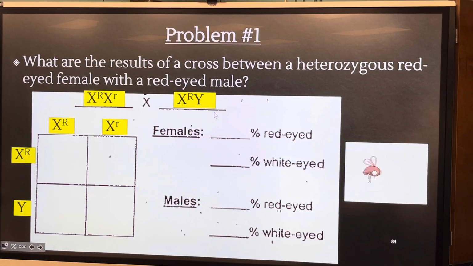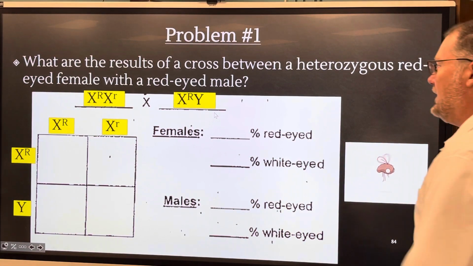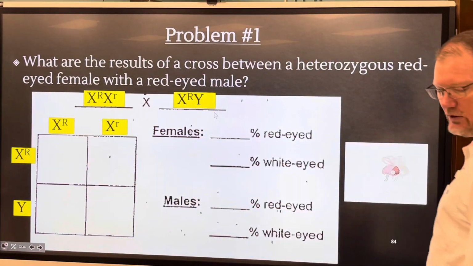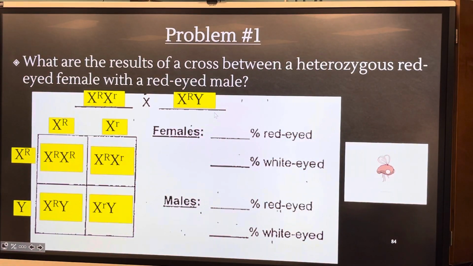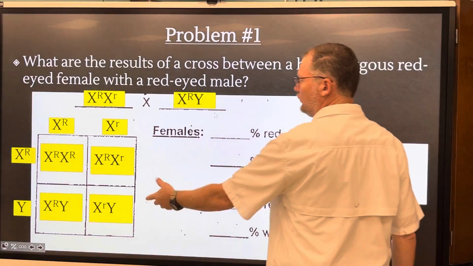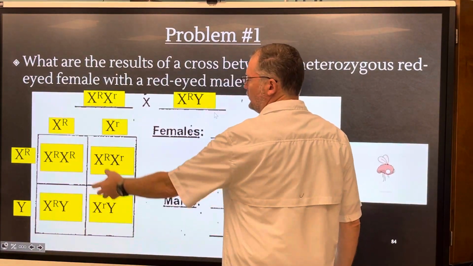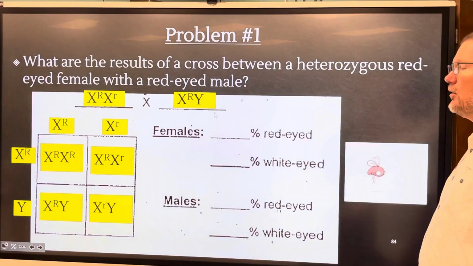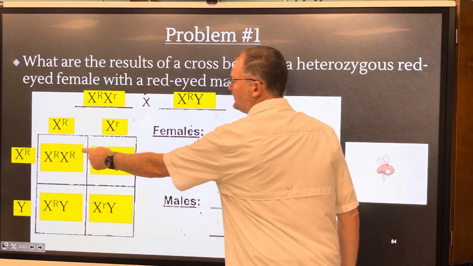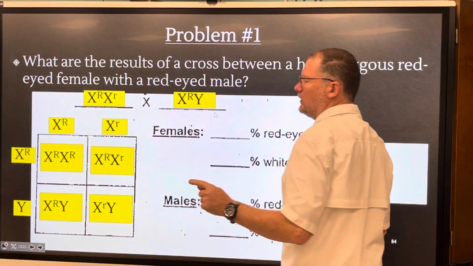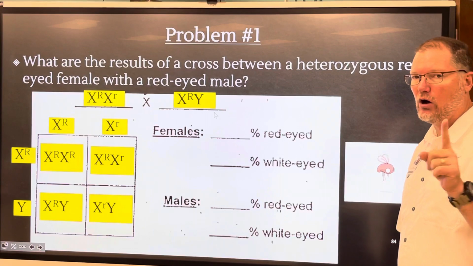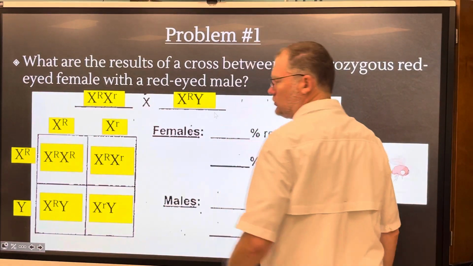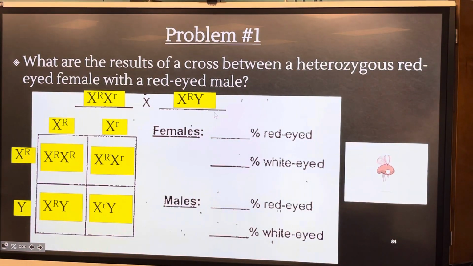We are on page 18, so get that down there. Problem number 1. So when you combine these, you're going to see that you have a 50% chance of having a male, 50% chance of having a female, which is always the case, right? But you will have a 75% chance of having red eyes in your offspring and a 25% chance of having white eyes in your offspring.